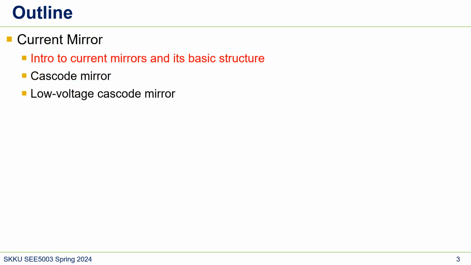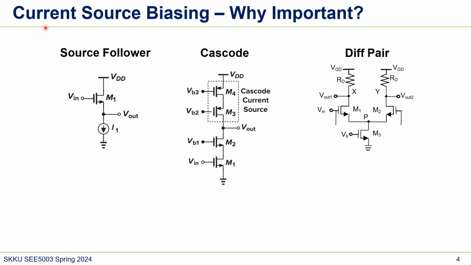Here's the outline. We'll learn about what the current mirror is and its very basic structure. Current source biasing, why important? A lot of analog circuits need a current source, especially amplifiers. Most amplifiers use a current source, but some of them do not. For example, the source follower: here there's an input device NMOS, and then a current source is attached here, and then we see the V out.